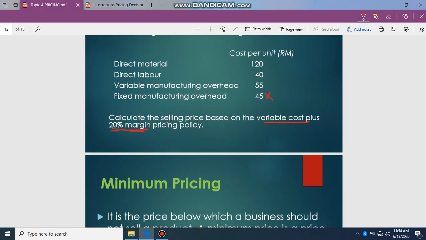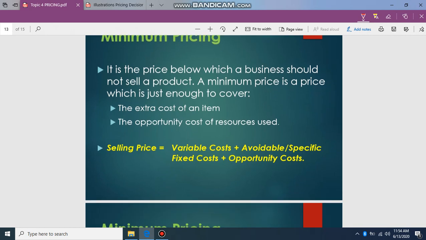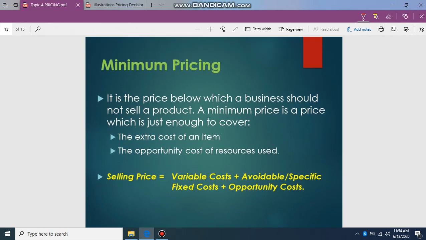The last method is minimum pricing. What is minimum pricing? It's the lowest price that you should set. If you set below this price, that means you get a loss, so you cannot set a price lower than this.